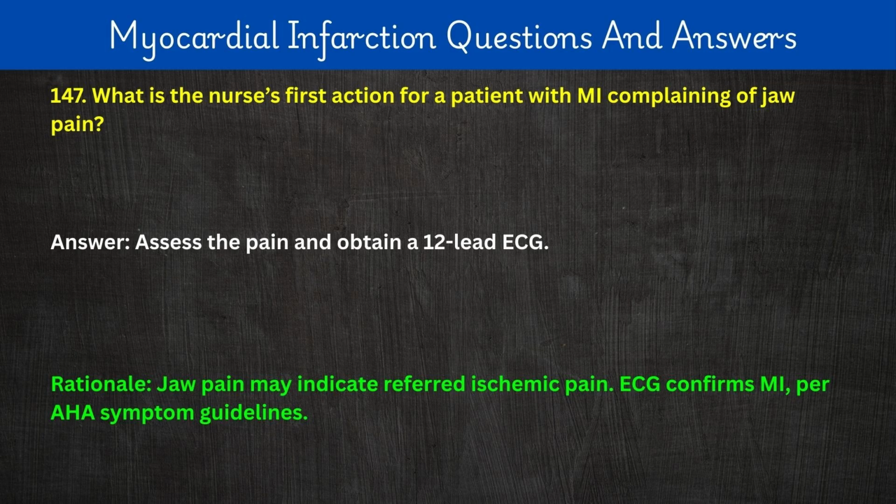147. What is the nurse's first action for a patient with MI complaining of jaw pain? Answer: assess the pain and obtain a 12-lead ECG. Rationale: jaw pain may indicate referred ischemic pain. ECG confirms MI, per AHA's symptom guidelines.